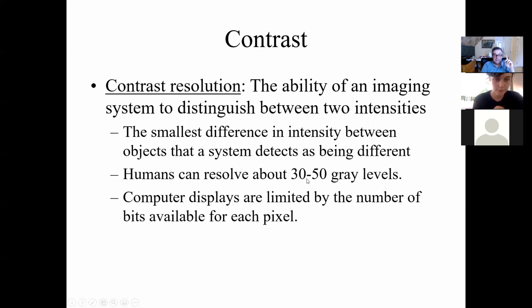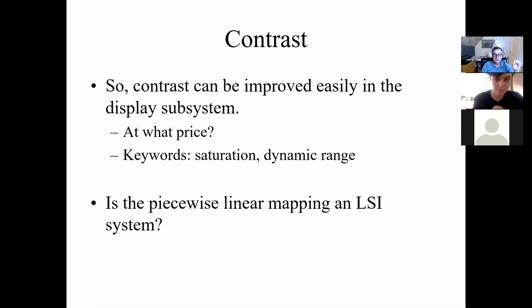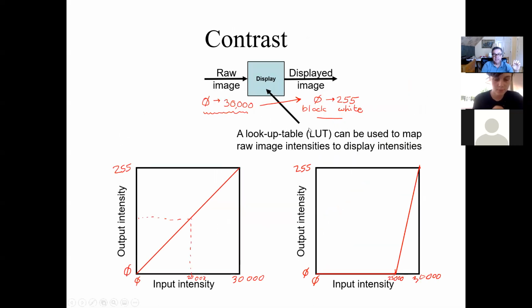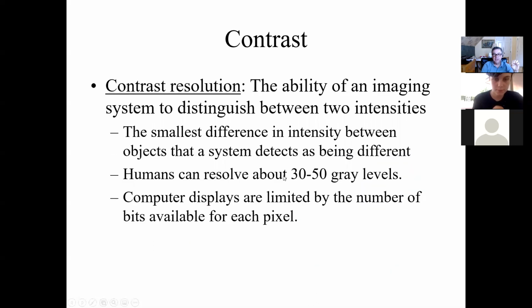But the high function displays, very expensive displays that radiologists use, have not 8 bits of gray level, but 10 or 12 bits of gray level, which sounds like overkill because we can't see that much at any one time.